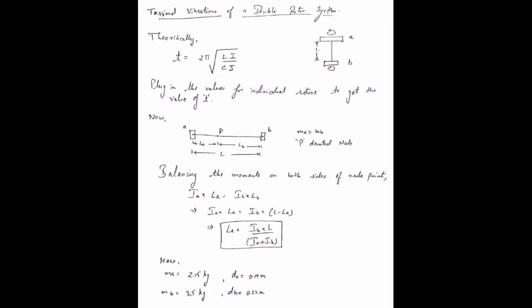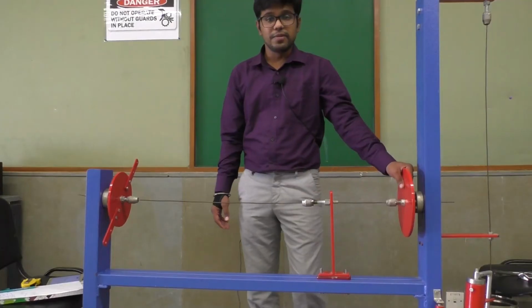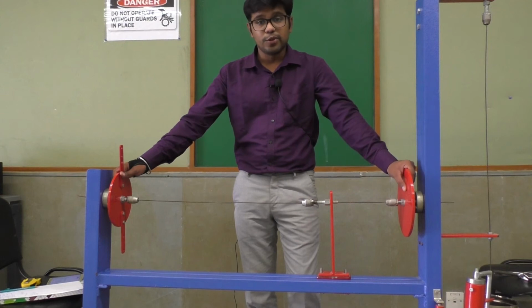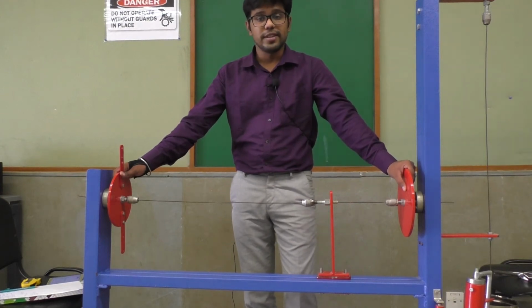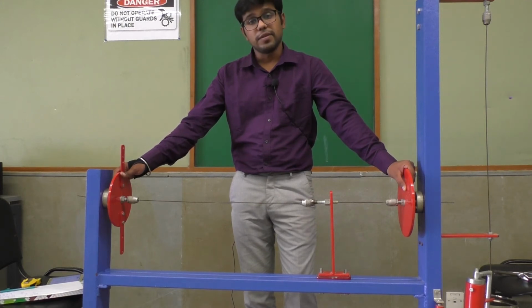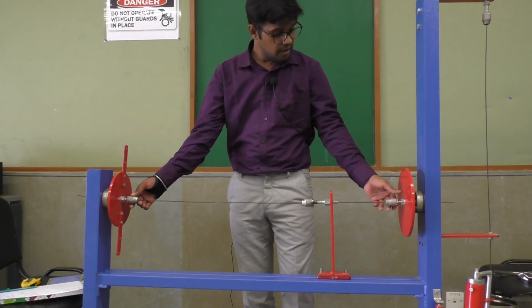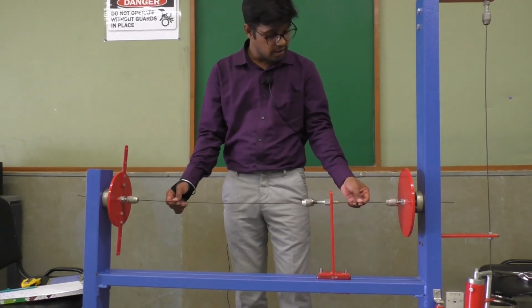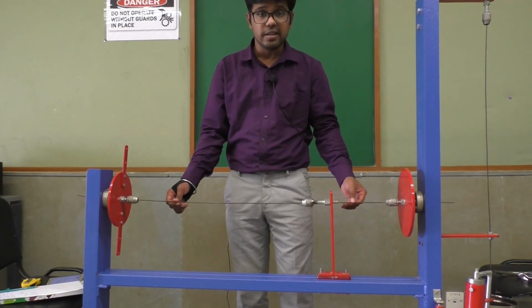Now let's perform the experiment. This is a setup for two rotor systems. This rotor has a diameter of 0.2 meters and its weight is 3.5 kg, while the diameter of this rotor is 0.19 meters and its weight is 2.15 kg. Now you see this thing? That's a collet. It is used to clamp this shaft. This shaft is made up of spring steel and its diameter is 3 mm.